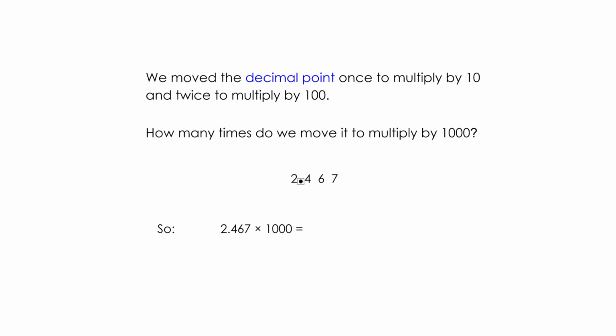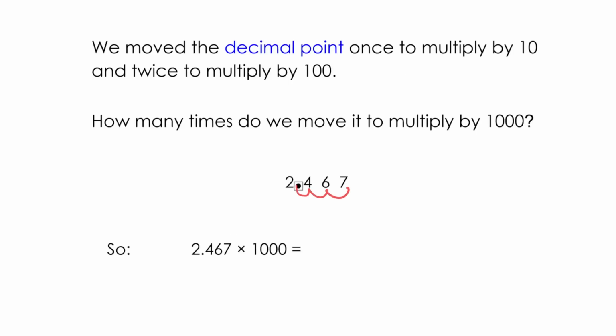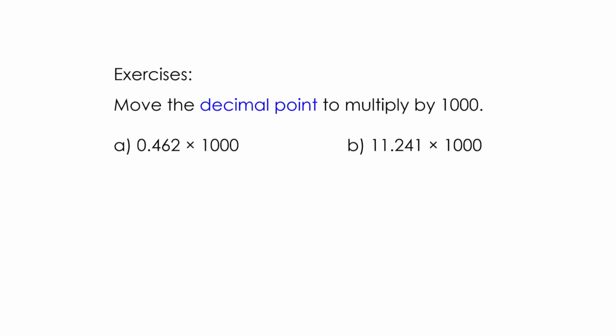How many times do we move it to multiply by 1,000? Well, you move it 3 times: 1, 2, 3, because there's 3 zeros, 3 times. So here, 1, 2, 3, 2,467 is your answer. Next slide here.